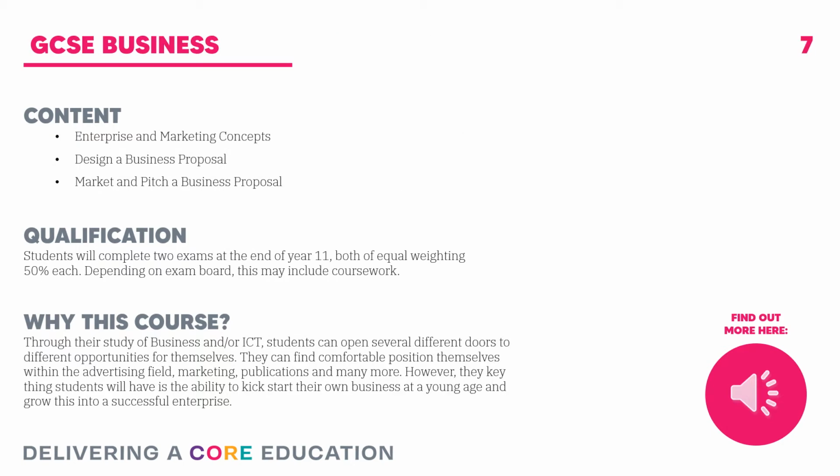In GCSE Business, there are 3 main contents of the course that students will cover. These are enterprise and marketing concepts, design a business proposal, market and pitch a business proposal. Students will then complete 2 exams at the end of year 11. Both have equal weighting, 50% each. Depending on the exam board that we go with, this may include coursework.